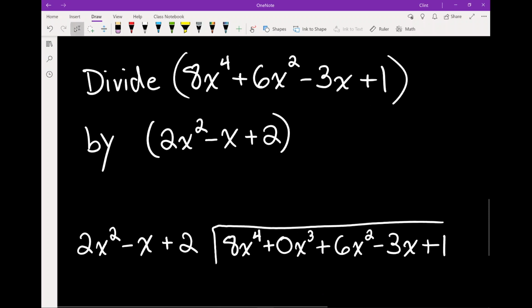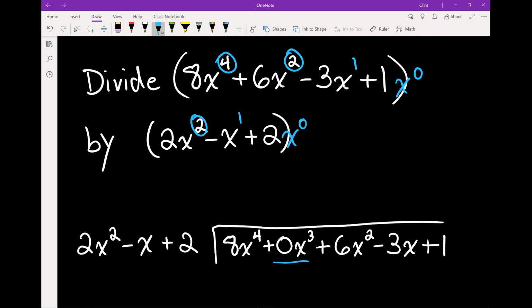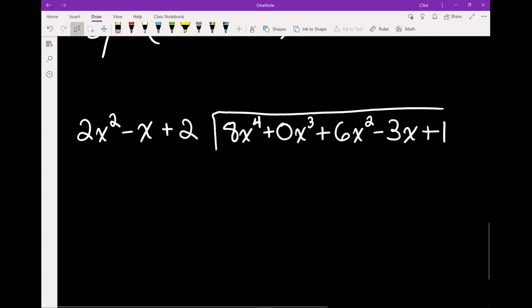What's a little different on this one is that we've got x to the 4th, but then we're missing a term, right? We don't have an x to the 3rd power. So what we do there is anytime we're missing a power of x, we put in a placeholder. So here I've got 0x to the 3rd as a placeholder. And then we pick back up, we've got 6x to the 2nd, negative 3x to the 1st, and then 1 times x to the 0th. You have to do the same thing if you're missing a power of x in the divisor, but we're not here. We've got 2, 1, and then 0. So we don't have to have a placeholder there. So we've got this one set up.